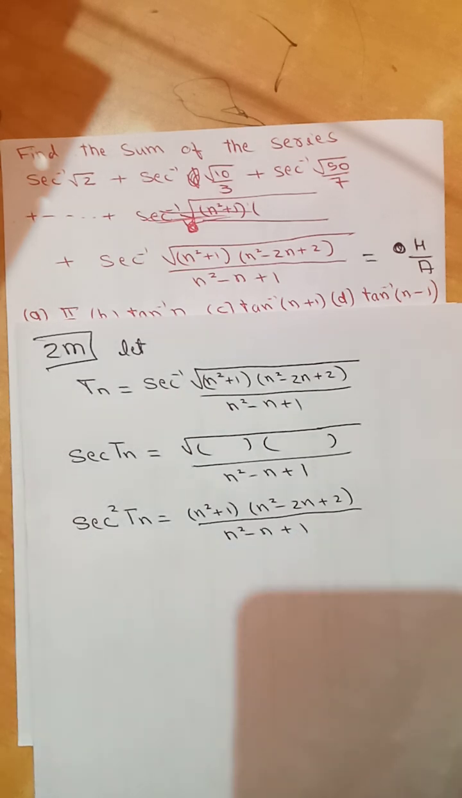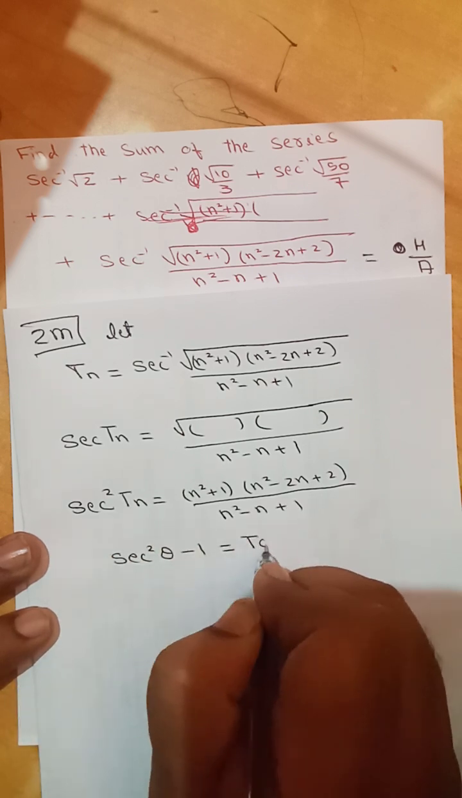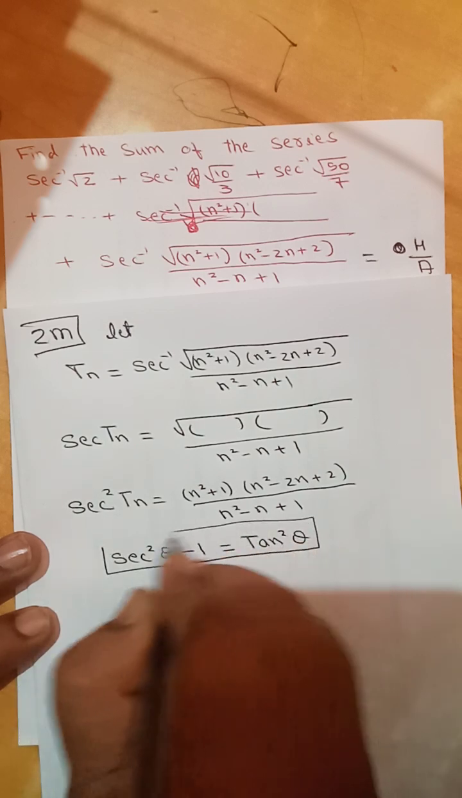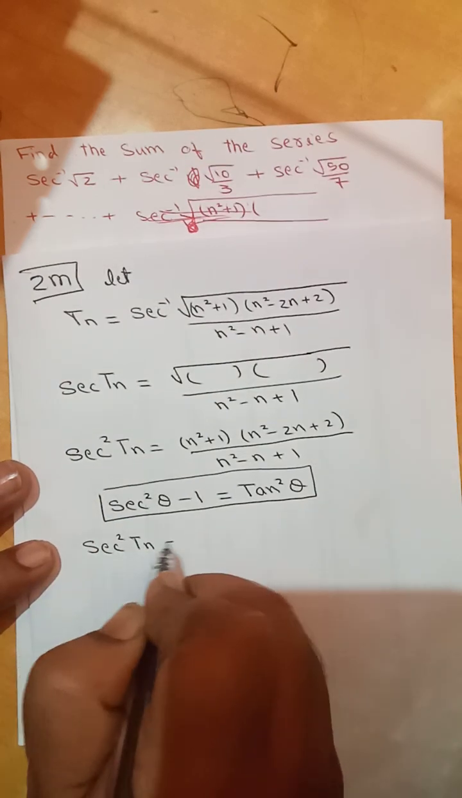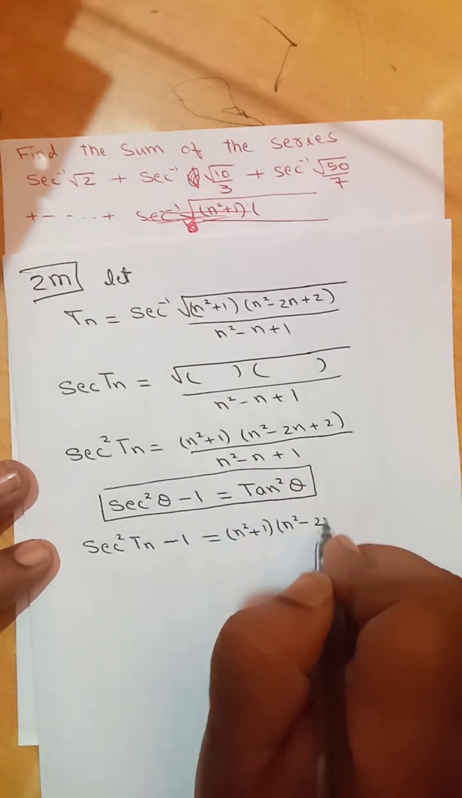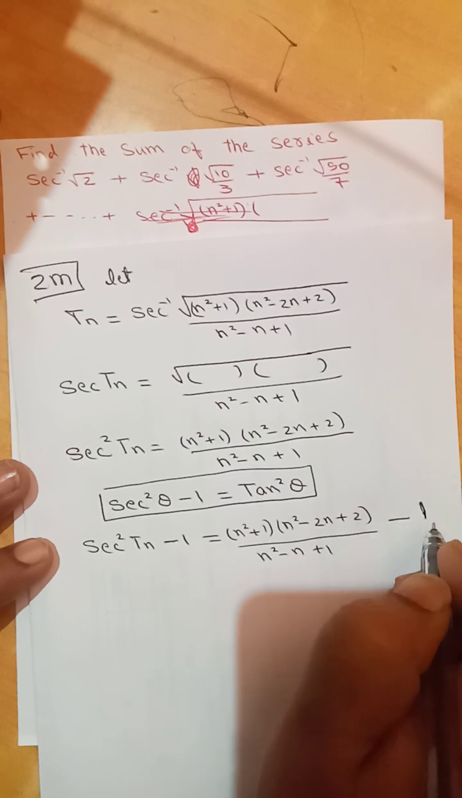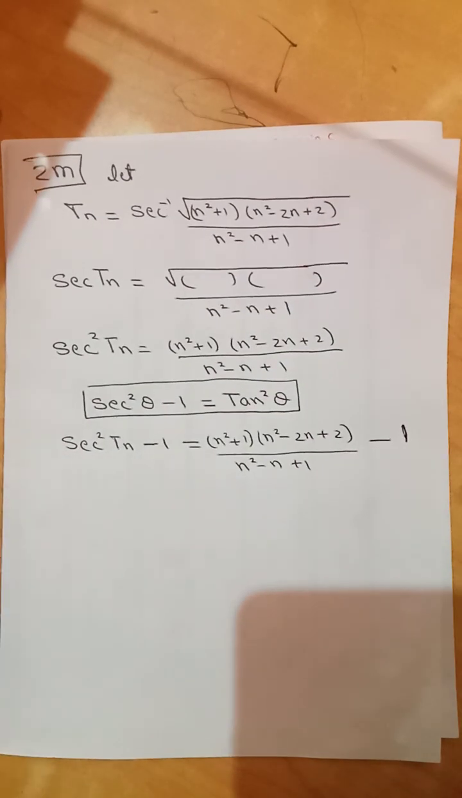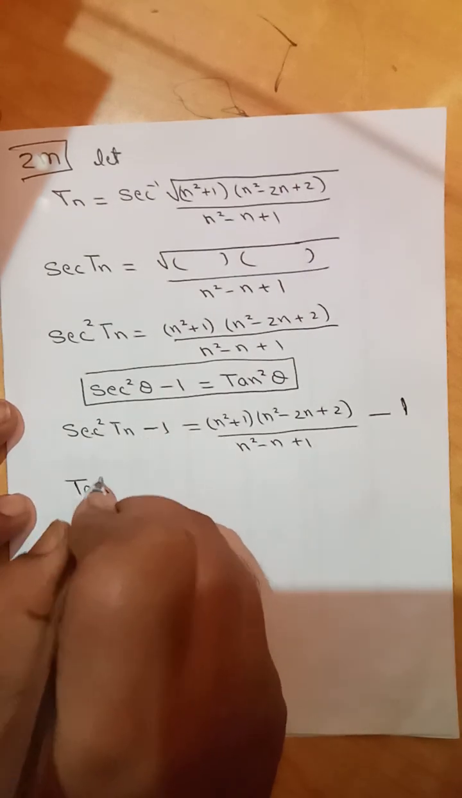Okay, we know that 1 plus tan square theta is secant square theta. See here, secant square theta minus 1 is equal to tan square theta. We know it, the formula is there. Secant square theta minus 1 is equal to, now subtract 1 on both sides. Secant square Tn minus 1 is equal to n square plus 1, n square minus 2n plus 2 whole divided by n square minus n plus 1, here minus 1. Minus 1, minus 1. I am subtracting both sides by 1. Okay. Now secant square theta minus 1 is tan square Tn.